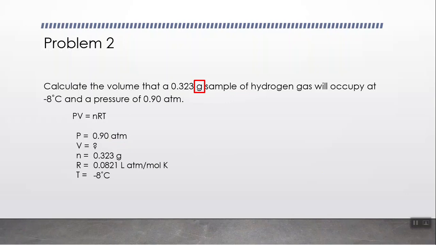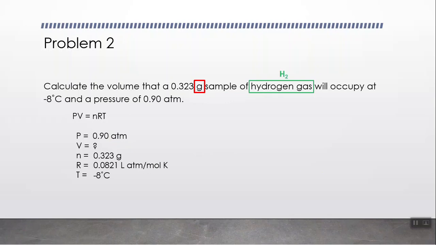Now, before we move on, we actually need to do two things. One, we need to convert our grams to moles, and two, we need to convert our temperature, degrees Celsius, to Kelvin, right? It's always Kelvin for temperature, never degrees Celsius. So let's go ahead and convert our value to moles first. So we see that it's hydrogen gas. Remember that hydrogen is diatomic. So it's not just H, but it's actually H2, right?